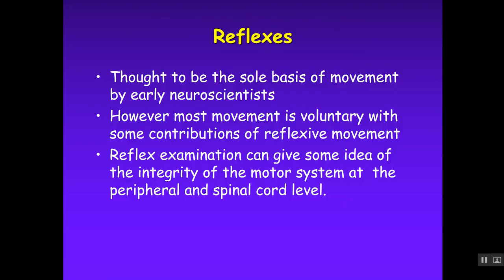Reflexes at the spinal cord level. Initially, they thought that everything we did was reflexes, like it was a summation of reflexes. So all movement was a reflex. A visual signal coming into my eye causes a reflex movement of my shoulder to reach for this object. The hand touching the object causes a reflex to cause my hand to grasp it.